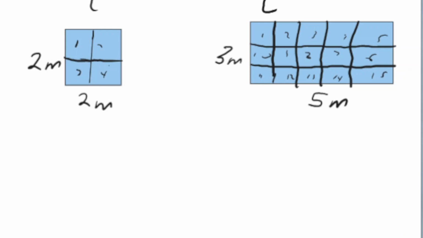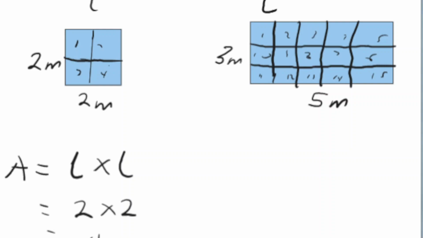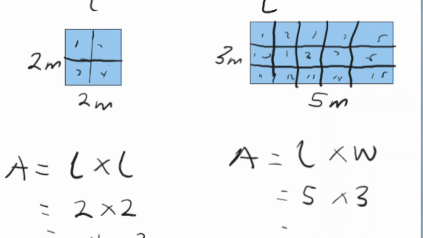So what I can do is that the area of the square is going to give me the length times the length, which is going to be 2 times 2, which is 4 meters square. And then the area for the rectangle is going to give me the length times the width, which is 5 times 3, which will give me 15 meters square. Always make sure you put your units there in meters square, because that is very important. So 4 meters square, 15 meters square.